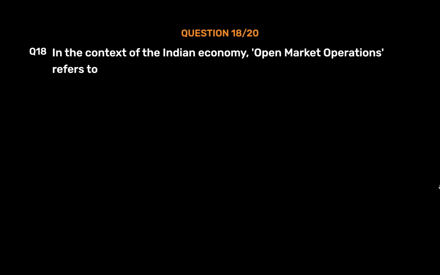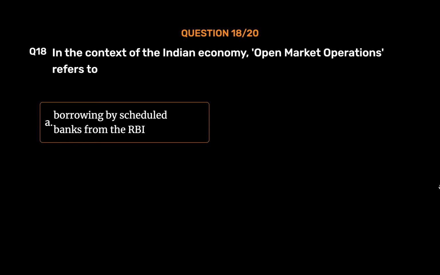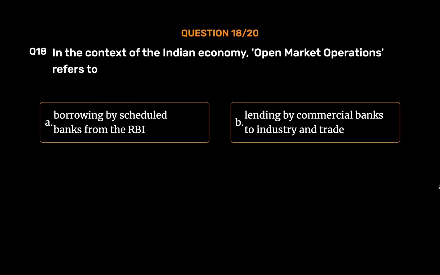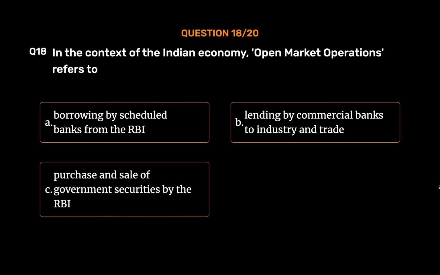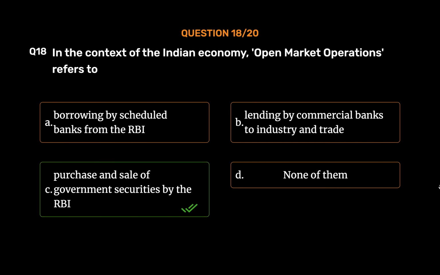Question number 18. In the context of the Indian economy, open market operations refers to Option A. Borrowing by scheduled banks from the RBI. Option B. Lending by commercial banks to industry and trade. Option C. Purchase and sale of government securities by the RBI. Option D. None of them. The correct answer is Option C.